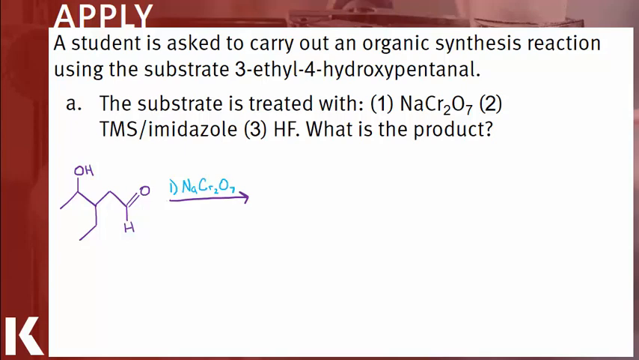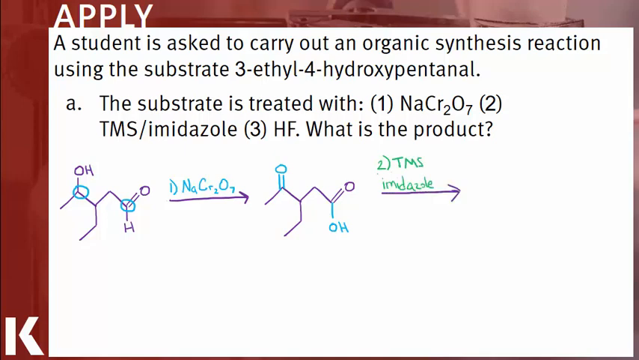This is a strong oxidizing agent, and if you recall from previous videos, the site of oxidation can occur at carbon-oxygen or carbon-hydrogen bonds. There are 2 carbons that meet this criteria, carbon 1 and carbon 4. A strong oxidizing agent will oxidize the molecule at both these carbons, resulting in 3-ethyl-4-oxopentanoic acid. The next step is 3-ethyl-4-oxopentanoic acid reacting with a silyl ether and a base.